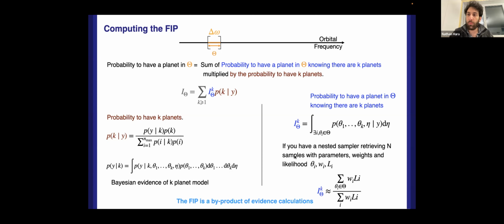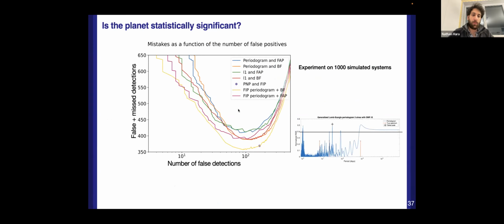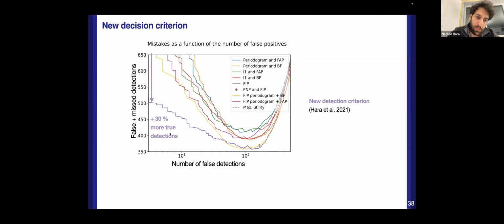So if you know how to compute the evidence, you know how to compute the FIP, and I'm going to put very shortly a notebook on my GitHub page to show an example of how you can do it, but it's really a few lines of code. So now if you compare the FIP, let's go back to the simulation, and you see that you gain 30% more true detections than the other detection methods.